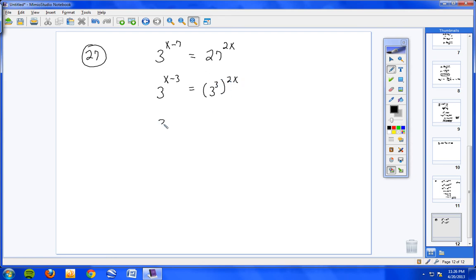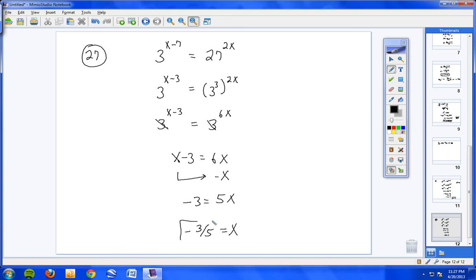And now there's nothing we can do to the left side, but on the right side, whenever you have a power raised to a power, right here, a 3 and a 2x, you multiply them. And step 2 says, cancel out your like bases and set your exponents equal. I'm going to go ahead and bring this x over and make it a negative x. So I'm left with negative 3 equals 5x. And now divide both sides by 5, and your answer is negative 3/5 equals x. Or if you want to put negative 0.6, that would be fine.